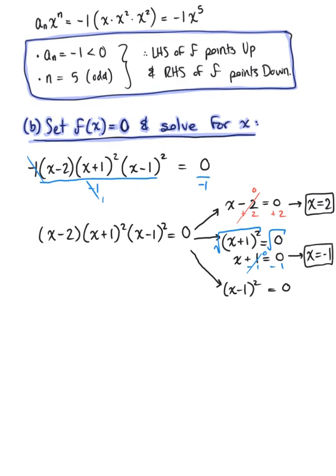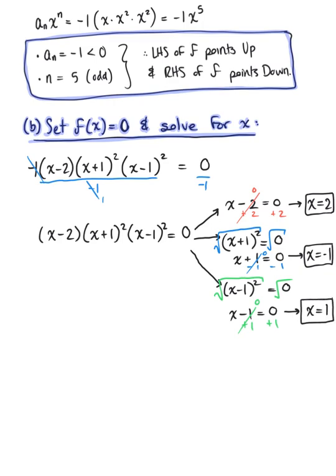And last but not least, with case 3, again, we see that the x is trapped by the square. So to remove that square, we will take the square root of both sides. We are left here with x minus 1 is equal to 0. And to isolate x, we are now going to add 1 to both sides of our equation. So minus 1 plus 1 cancels itself out to 0, leaving us with x is equal to 1.